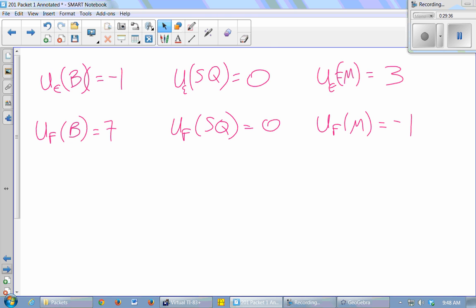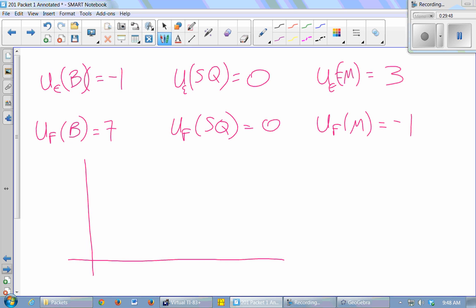Okay, so exercise 2 says find the coordinates of the points corresponding to the following lotteries. Okay, so we can plot these utilities. Ellen, Frank, right? So for the beach, we have -1, 7. So that's like right here. Beach. -1 is Ellen's utility for the beach, and 7 is Frank's. Status quo is at 0, 0. And the mountains is at 3, -1. The mountains.